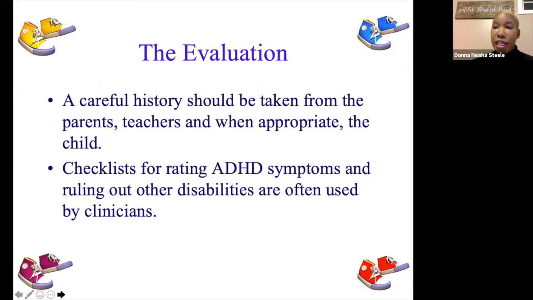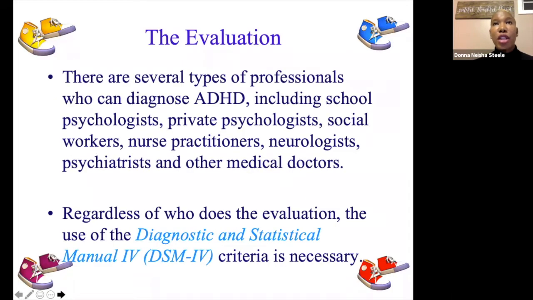Checklists for rating ADHD symptoms and ruling out other disabilities are often used by clinicians. So in making that determination, a clinician or a doctor might often send out a rating scale and ask the classroom teacher, or anybody who works closely with the child, to fill out one of those, as well as the parent or caregiver. Because sometimes what you see in school is something different than what the parent might see at home. So you want to get both sides before you make a determination.